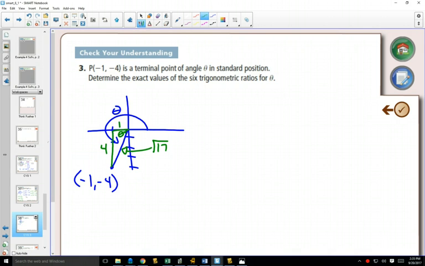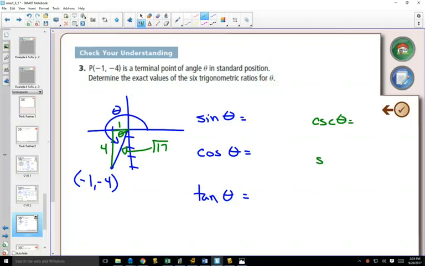So once you've drawn your triangle, the question is, can we write all 6 trig ratios? Yes. We need to write sine of theta, cos of theta, tan of theta, and all 6 reciprocal ones: cosecant of theta, secant of theta, and cotangent of theta. The reason we draw our triangle is because we know SOHCAHTOA, or what was that other one? CHOSHAKOW. Here we go. Don't remember that.